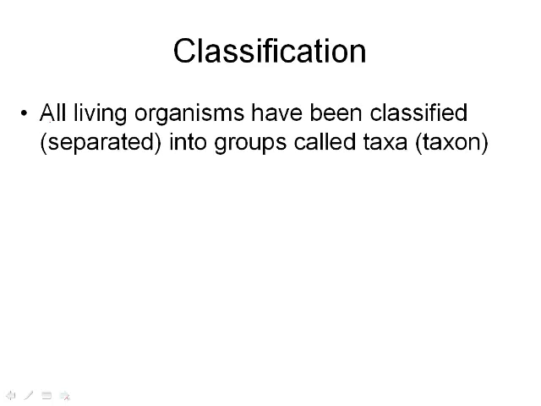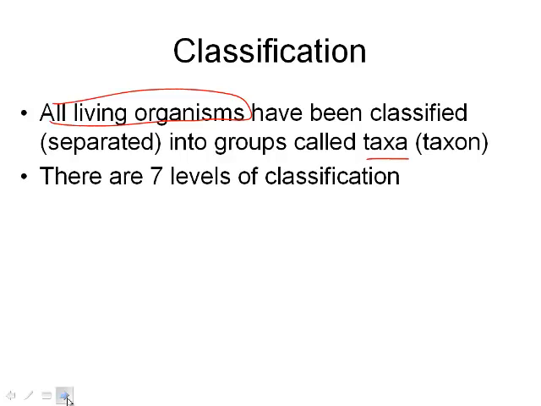So classification, the reason why we do this: all organisms have been classified into groups. We call them taxa. You might have to pause these just to make sure you're getting all this info down. It's not a very long video, so just bear with me. And there are 7 levels of this classification system. We'll talk about what they are in a second.